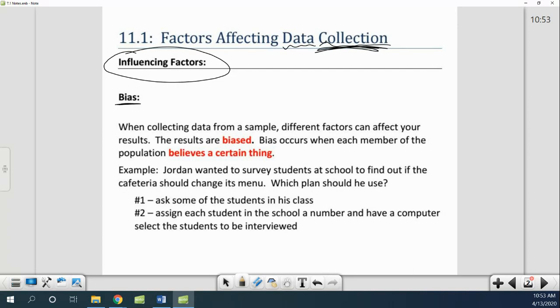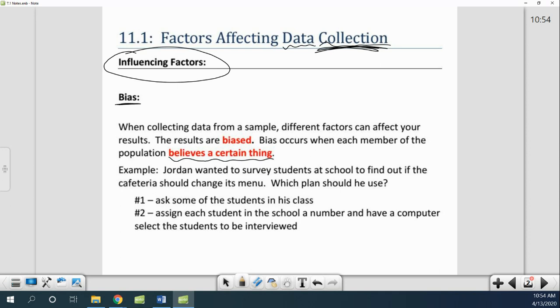So when you're collecting data from a sample, there's a whole bunch of different factors that can affect your results, which we say are then biased. They're skewed one way or the other. Bias occurs when every member of the population you talk to believes in a certain thing. Now, sometimes it's really, really obvious, right? If you were to go to, I don't know, a gun club meeting or something and ask people what they think about firearm safety, well, that's going to be a biased result. Obviously, they all have a certain set of beliefs because they're all part of a gun club.